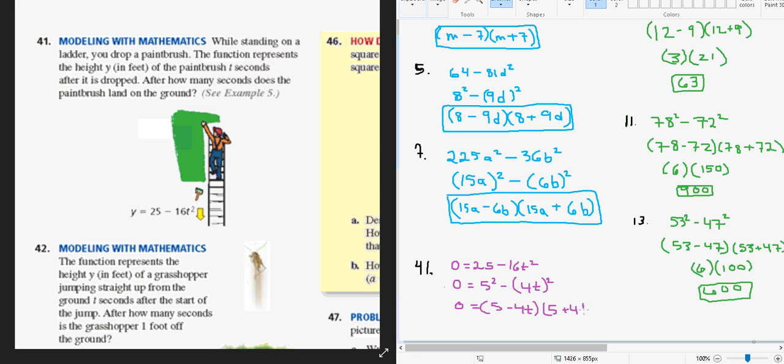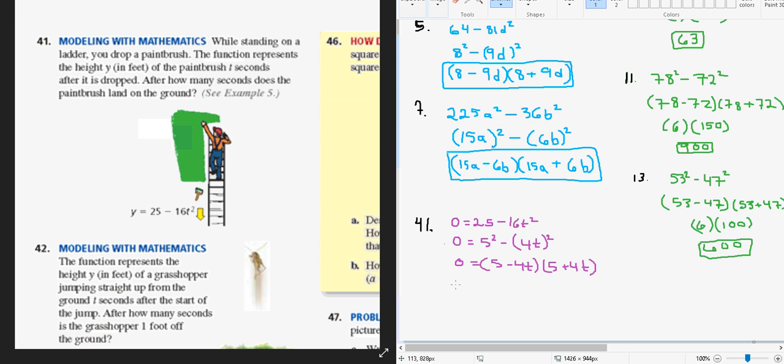So now we're going to apply that zero product property, and this is what we've been working on for a couple of lessons now. So I have 0 equals a product. Remember, in order to get out a 0 when you're multiplying two factors together, one of the factors must equal 0. So either 5 minus 4t equals 0, or 5 plus 4t equals 0. And we solve both of those.